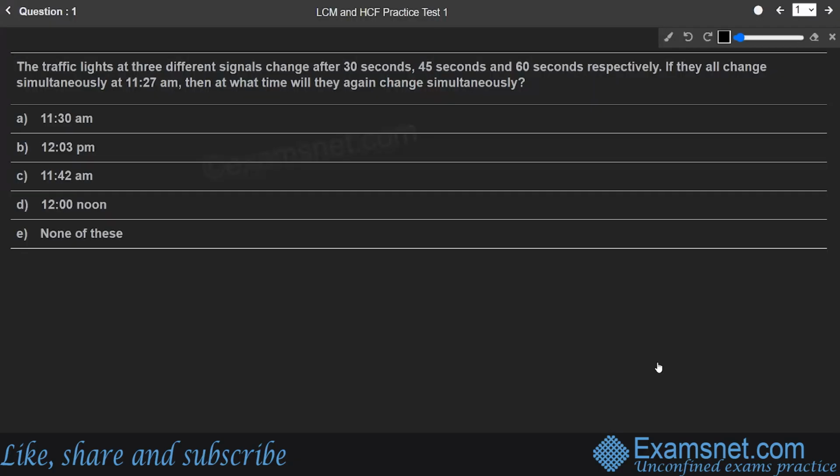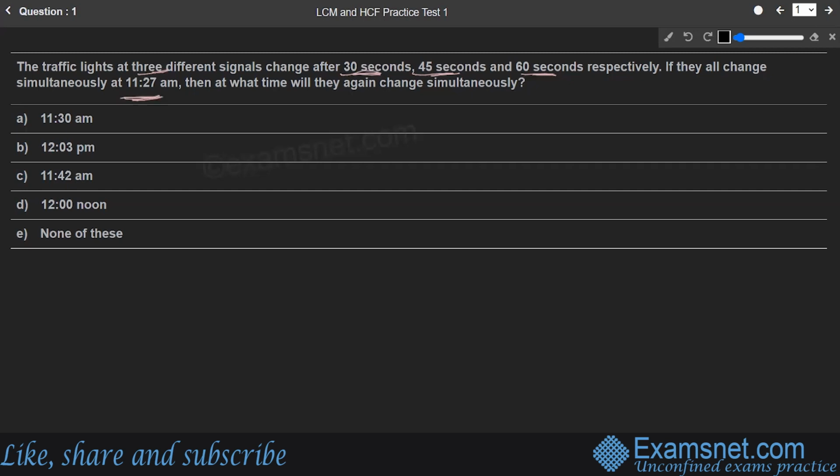Okay, so the question is, traffic lights at three different signals change after 30 seconds, 45 seconds, and 60 seconds, respectively. If they all change simultaneously at 11:27 a.m., at what time will they change simultaneously again? The next time that they will change together will be their least common multiple.